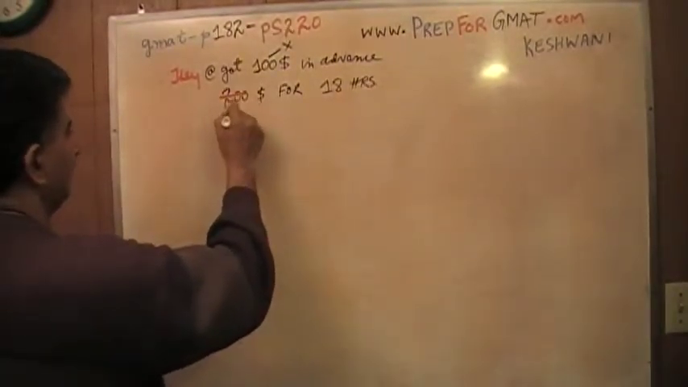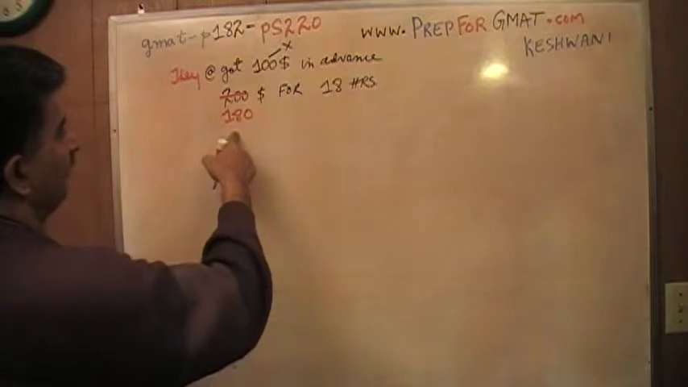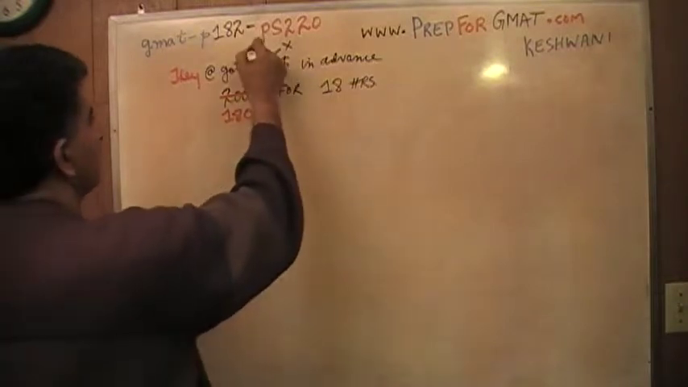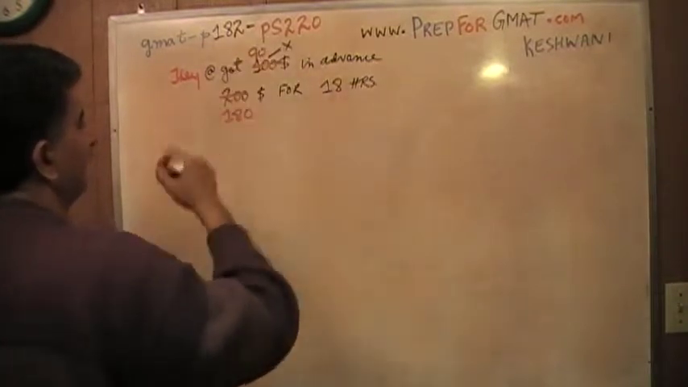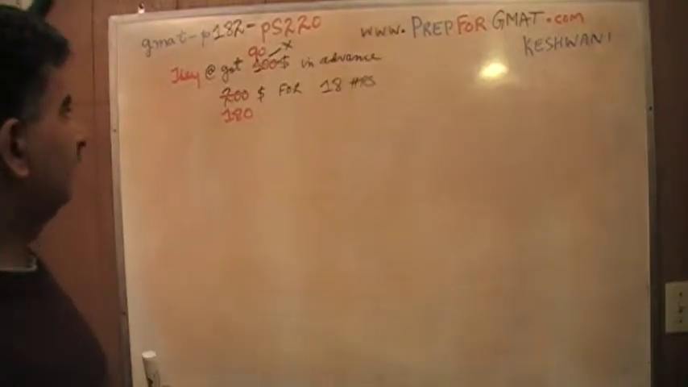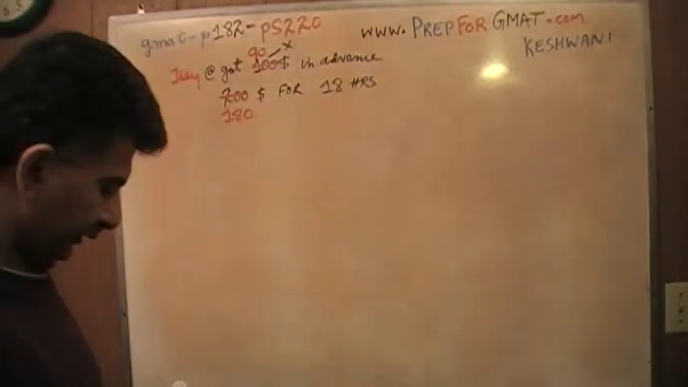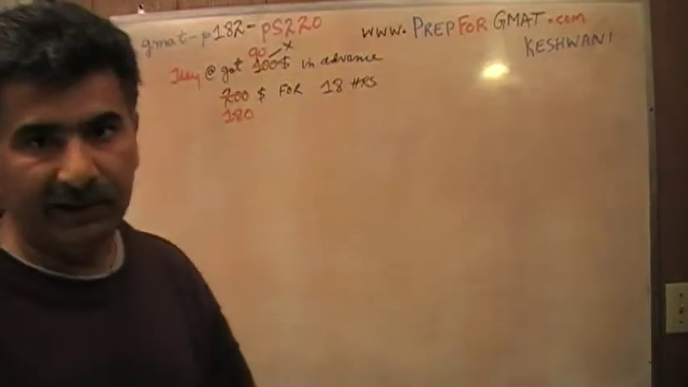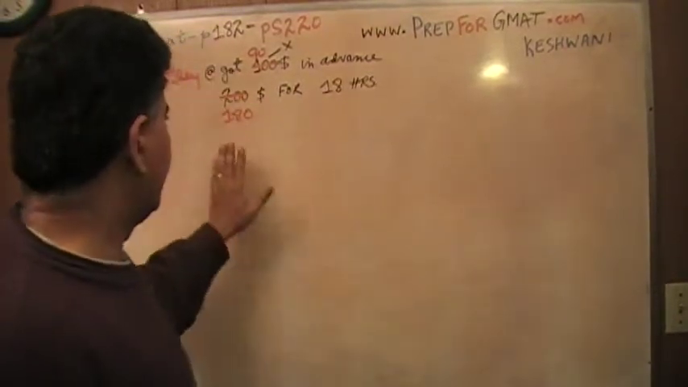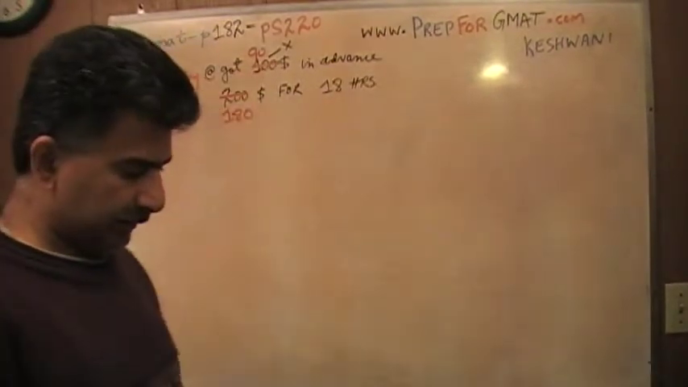Instead of $200, let's let them have $180. In other words, they each get $90. So keep in mind that X now is 90. John is getting $90 in the beginning and Mary is getting $90 in the beginning. In other words, they're getting $10 per hour, because they're getting $180 for 18 hours.